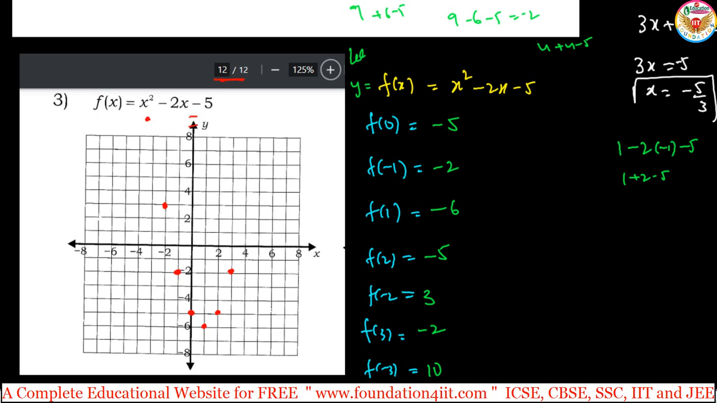Now all these points you need to join on the graph. If you join all the dots, this is the graph of this equation. In the same way, you can take one more point and extend this. You can take even 4 also. When x is 4, how much do you get? 4² is 16, minus 8, minus 5, so 16 - 13, 3 will come. (4, 3) we get again. So you just join.